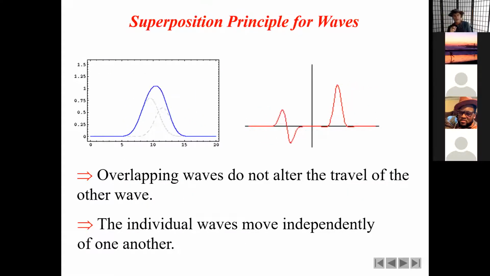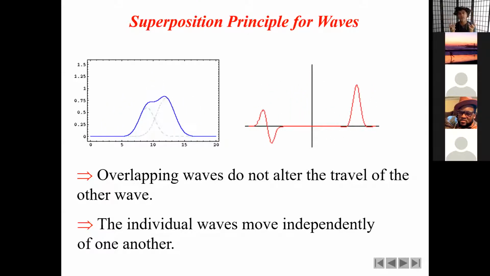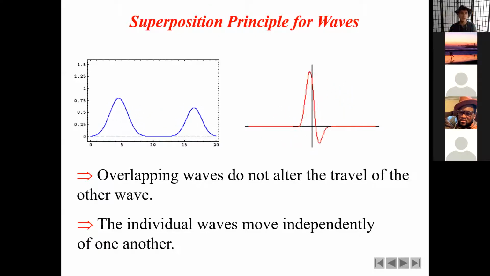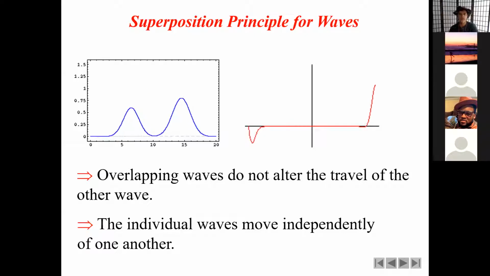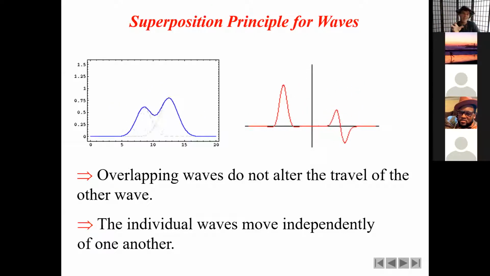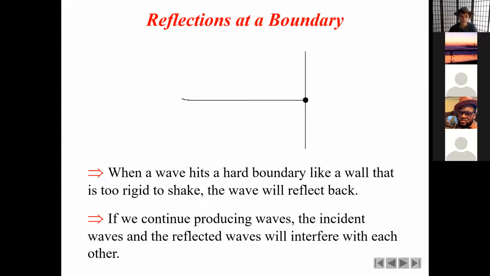And the other cool thing is that when the waves interfere with each other, they do not continue to affect the motion after they are no longer in the same place at the same time. So these are just two different sets of animations of waves traveling in opposite directions. When they're in the same place at the same time, they interfere with each other. But after that, they continue moving along their merry way as if nothing had ever happened.